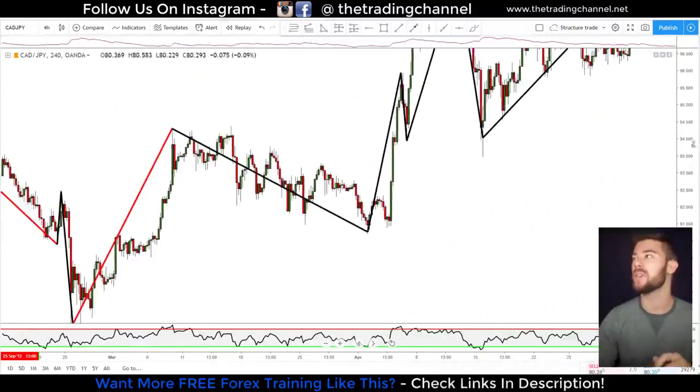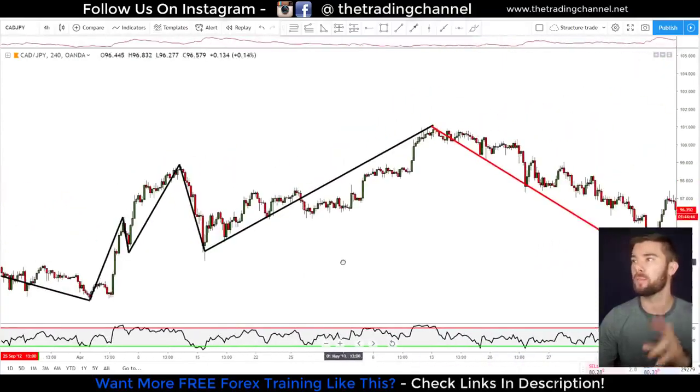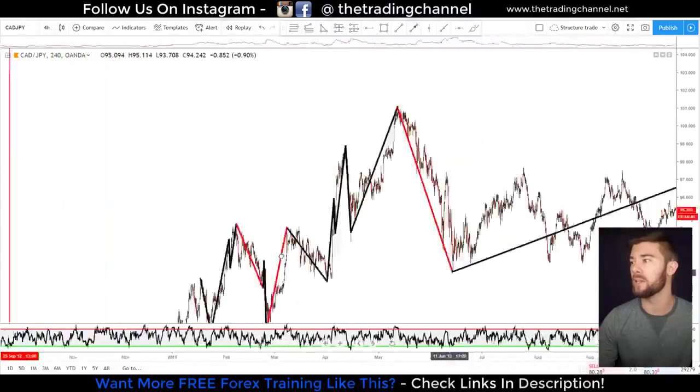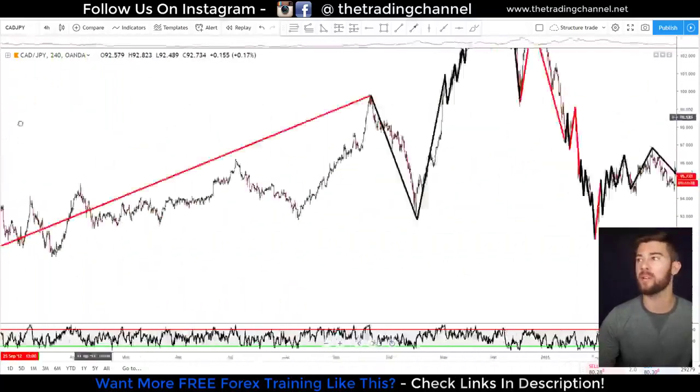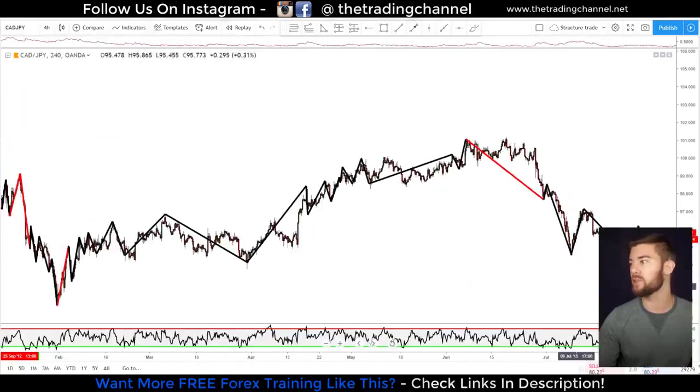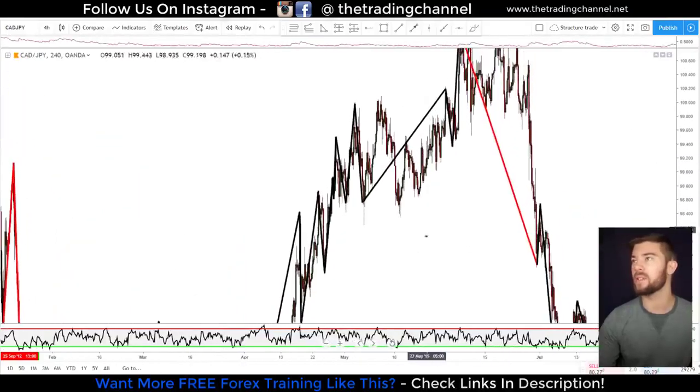Let's go find one that's a little more complicated, not such a perfect scenario. I don't like sharing only perfect scenarios because the market's not perfect. You're not going to run into perfect scenarios all the time when trading. Not even close. So here is a really good example.